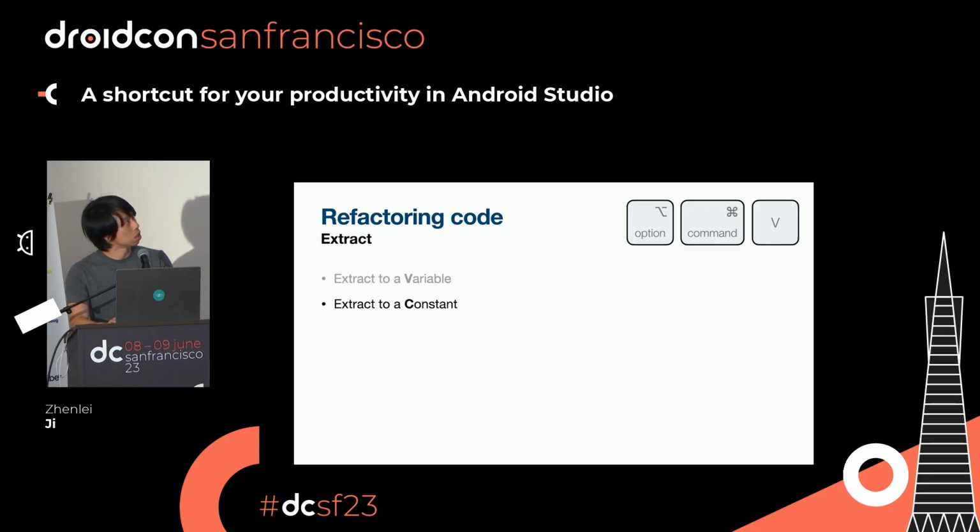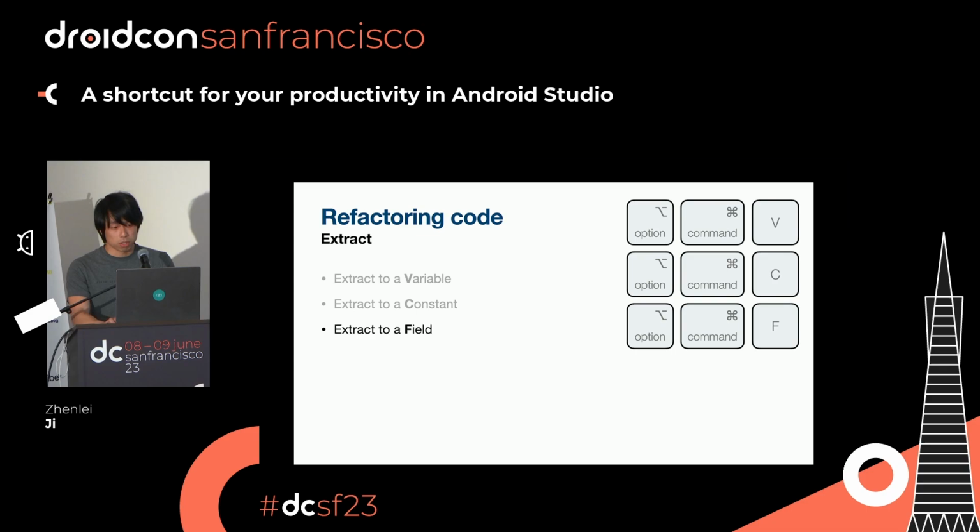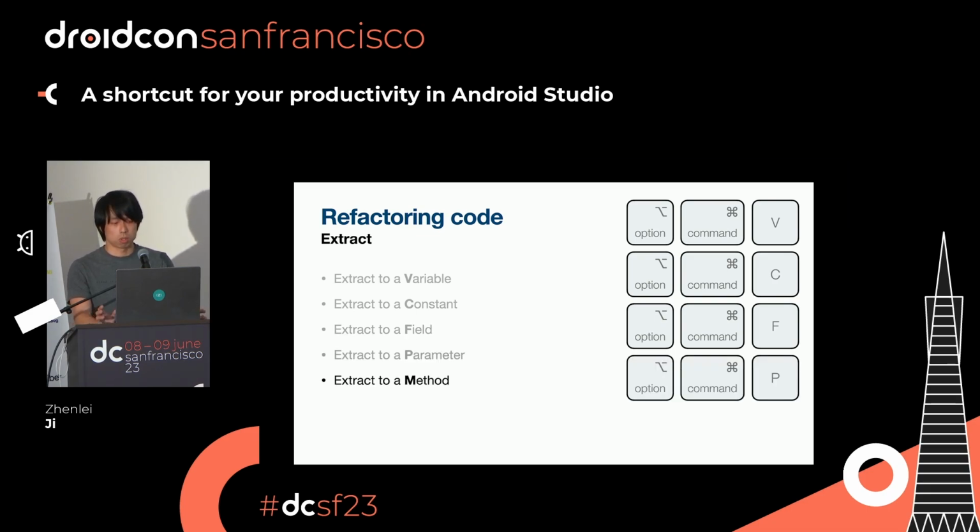Why it's not showing? And why the command V, not just command V? Because command V is to paste. So if you use the option, you avoid this conflict. So this is to extract to a variable. So you can extract to a constant, extract to a field, extract to a parameter, and extract to a method. Easy to remember those shortcuts.